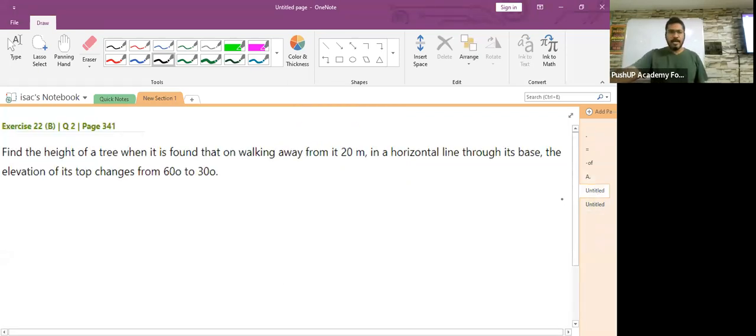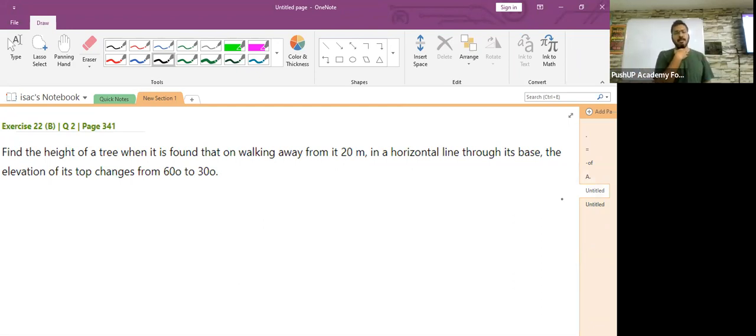Find the height of a tree when it is found that on walking away from it 20 meters in a horizontal line through its base, the elevation of its top changes from 60 degrees to 30 degrees. I'll give you 2 minutes to draw the figure. Start reducing the time taken. Okay, very good.